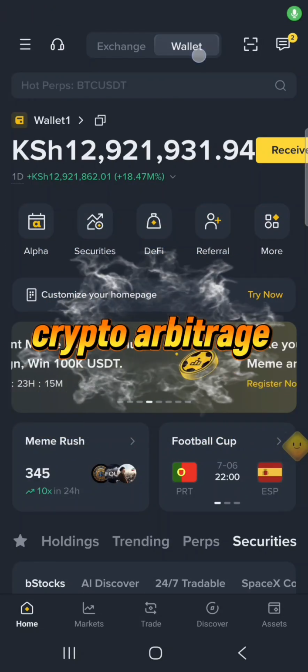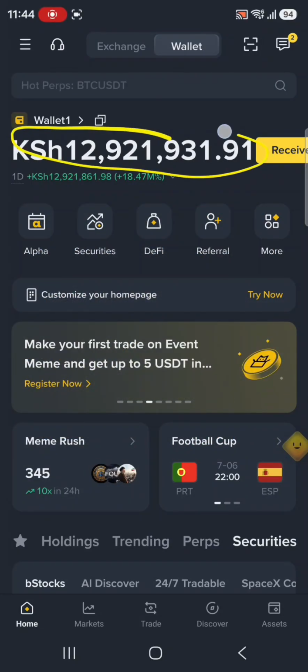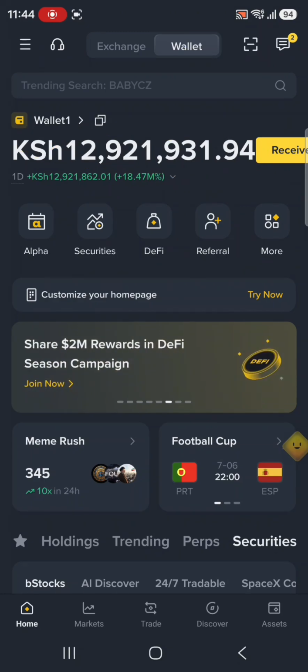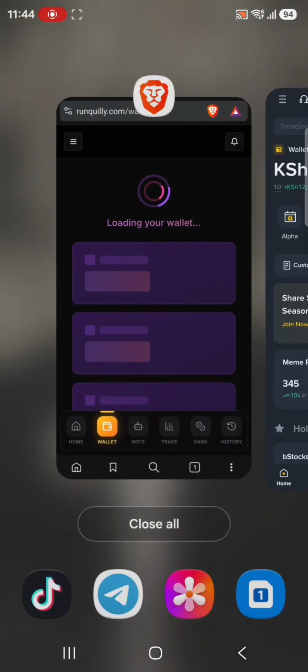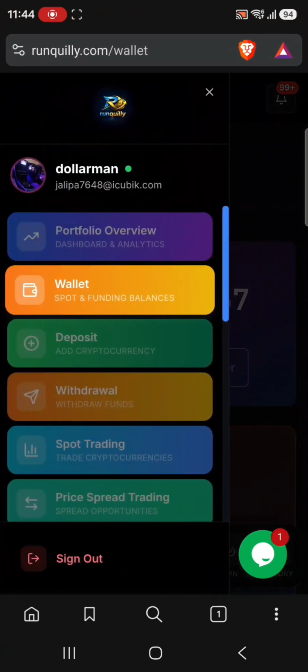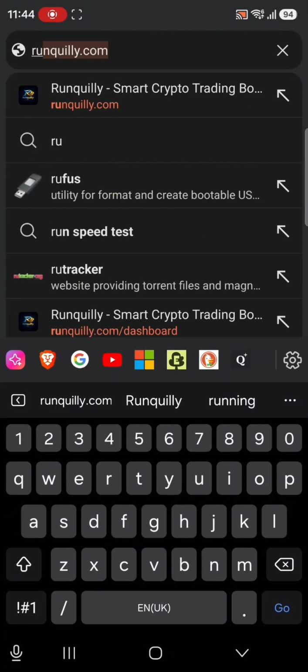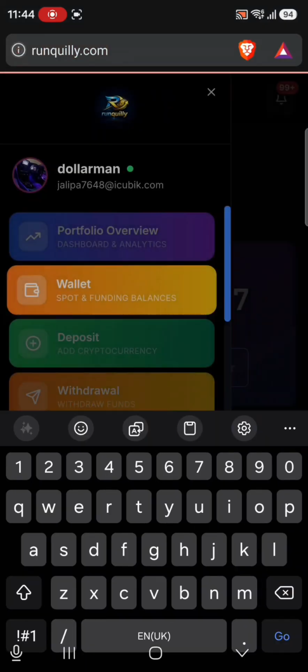This amount you're seeing here was made with crypto arbitrage trading. It is 12,921,931 Kenyan shillings, which is equivalent to 100,000 USDTs. All that was made with crypto arbitrage trading on runquilly.com. So just go to your browser, search runquilly.com, and this is the correct spelling for runquilly.com.